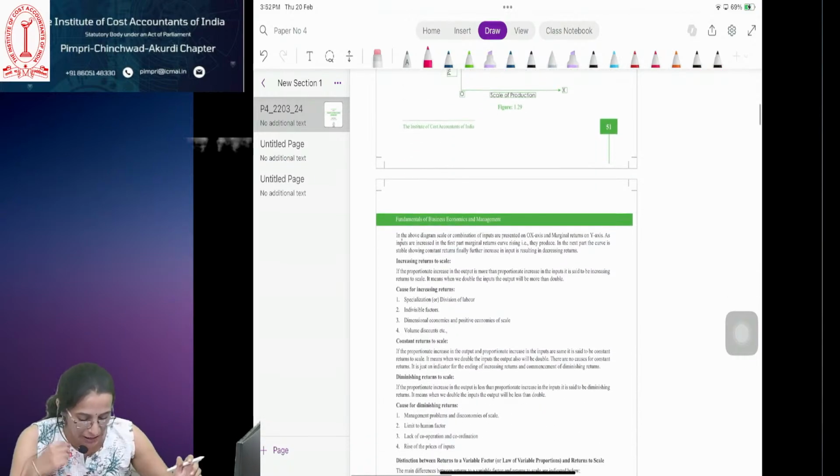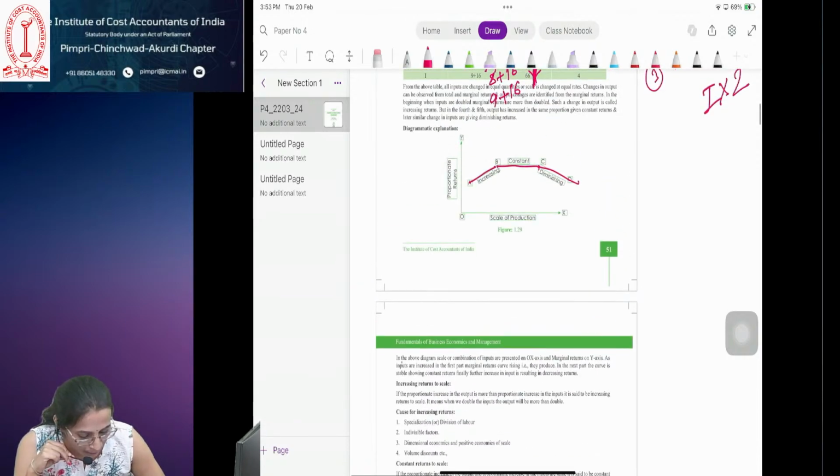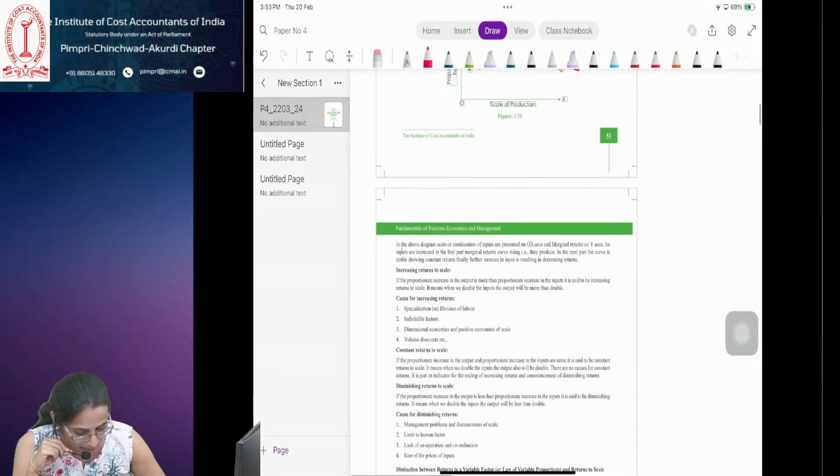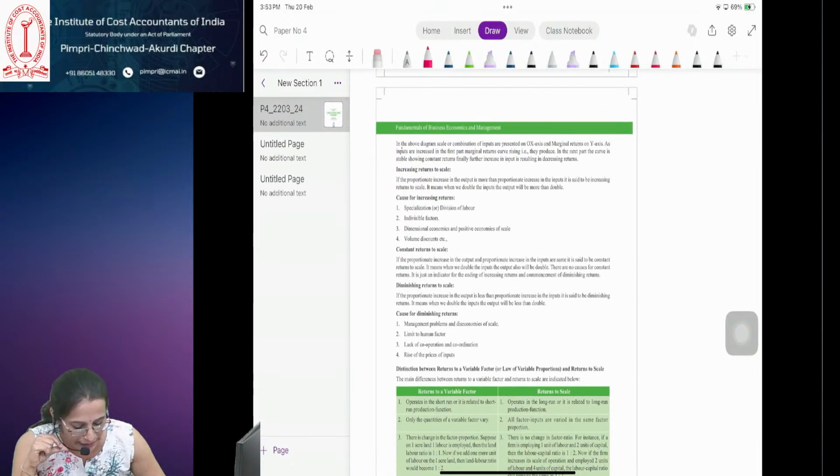In the above diagram, scale or combination of inputs are presented on OX axis and marginal returns on Y axis. Scale of production is on OX axis, right? OY is proportionate returns. As inputs are increased in the first part, marginal return curve is rising. In the next part, the curve is stable, showing constant returns. Finally, further increase in the input is resulting in decreasing returns, right? So we discussed what are increasing returns to scale, constant returns to scale, and diminishing returns to scale.